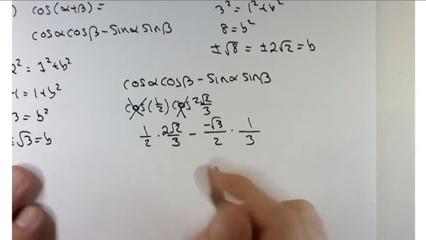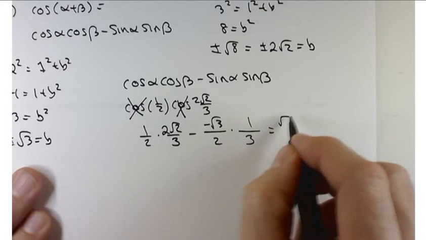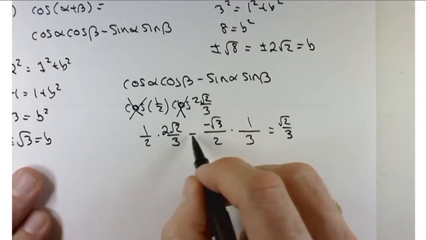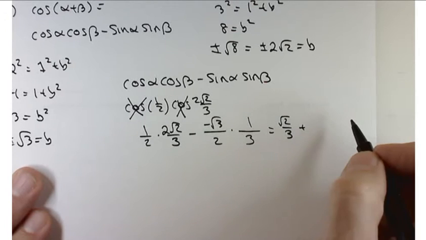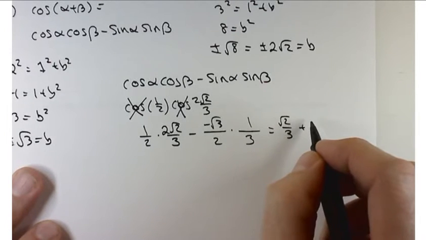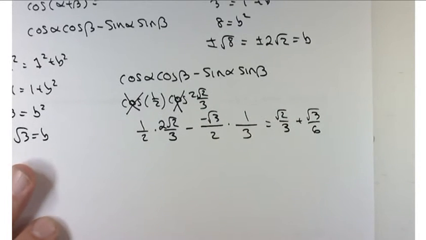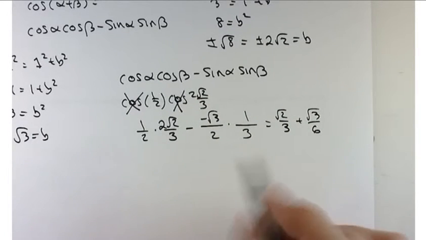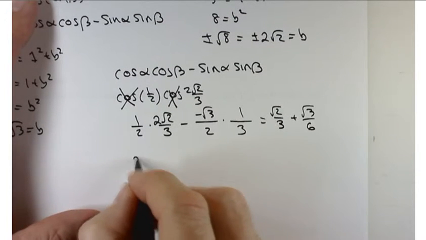If I didn't do the cancellation, I could have kept common denominators. I would have ended up with 2 root 2 over 6 plus square root of 3 over 6, or better yet, 2 square roots of 2 plus square root of 3 over 6. This is a nice exact answer. That's what I'm going to be looking for on your exams, is exact answers.